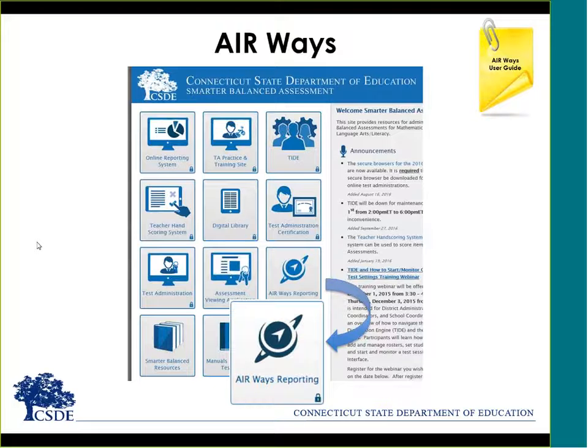Airways is easily accessible using the Connecticut State Department of Education Comprehensive Assessment Program portal. From the portal's main screen, choose the Smarter Balanced Assessment button on the left side of the page. This provides access to all the systems associated with Smarter Balanced, including but not limited to the digital library, online reporting systems, manuals, additional resources, and Airways.